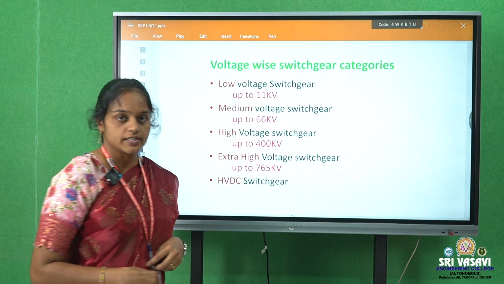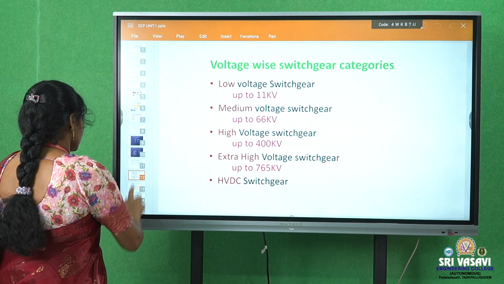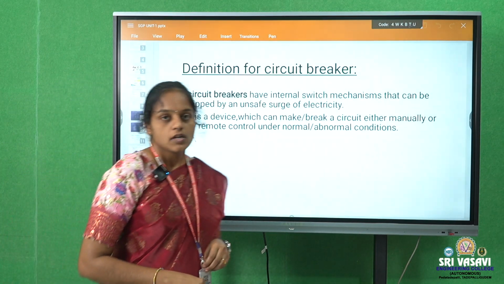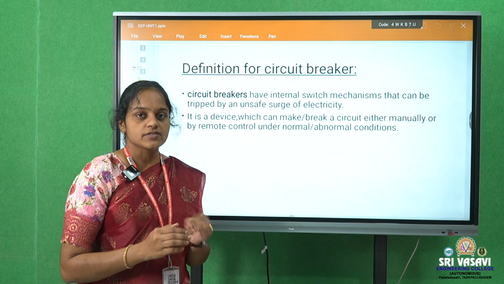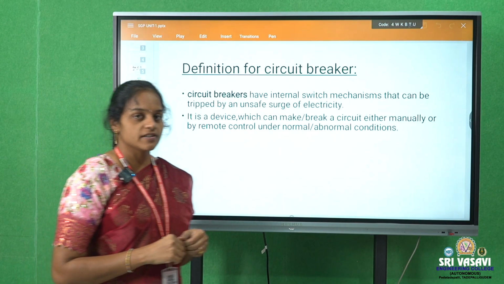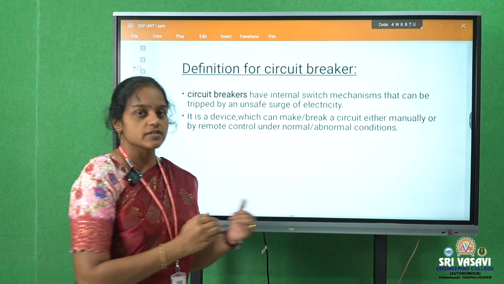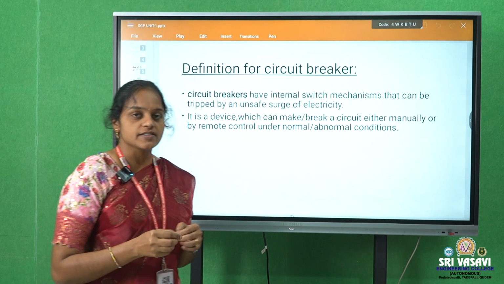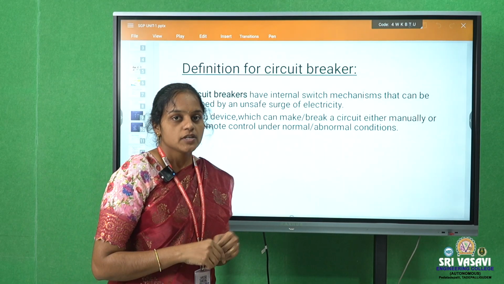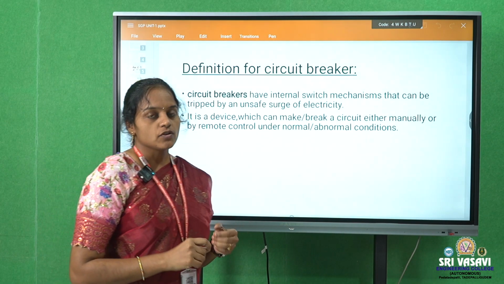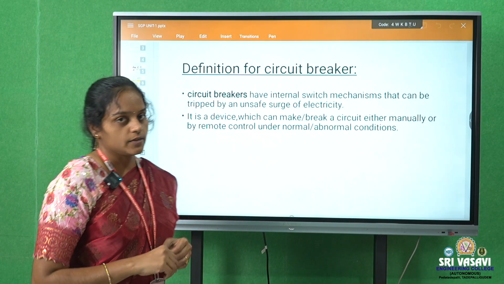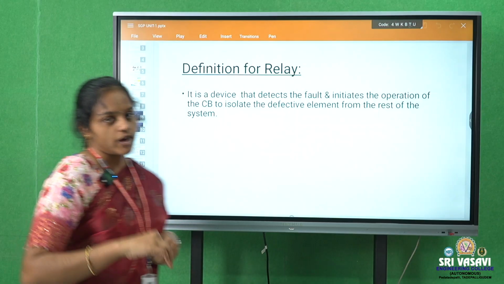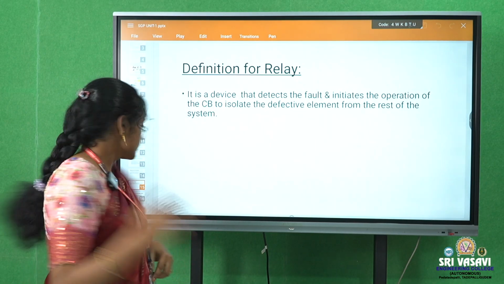That's for the DC system. Generally, in switchgear and protection, the circuit breaker plays a very important role. A circuit breaker is a device which breaks the circuit when a fault occurs. As its name indicates, circuit breaker means which breaks the circuit. Whenever a fault occurs, a relay senses the fault and sends a signal to the circuit breaker. At that time, the circuit breaker instantly breaks the circuit and isolates the faulty circuit from the healthy power system. So relay means which detects the faults and sends the signal to the circuit breaker.